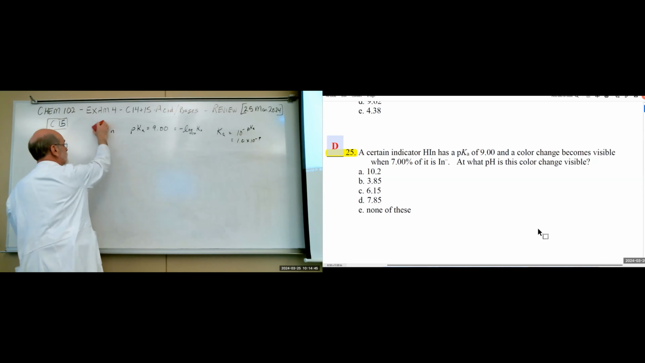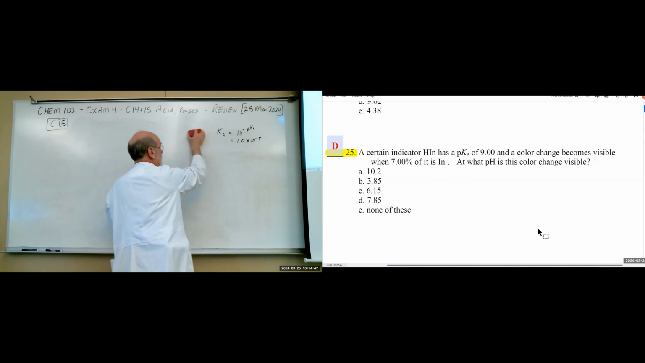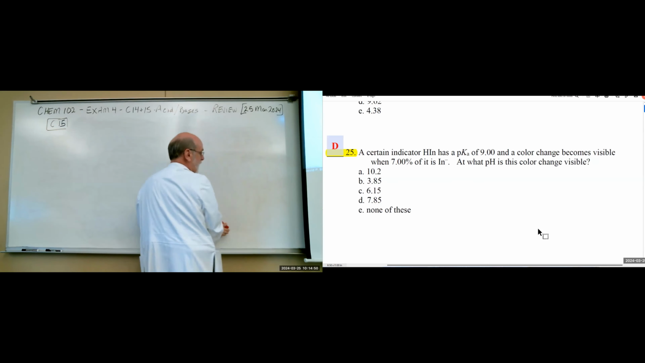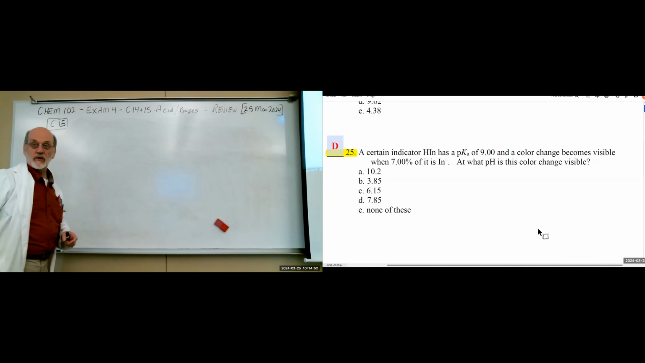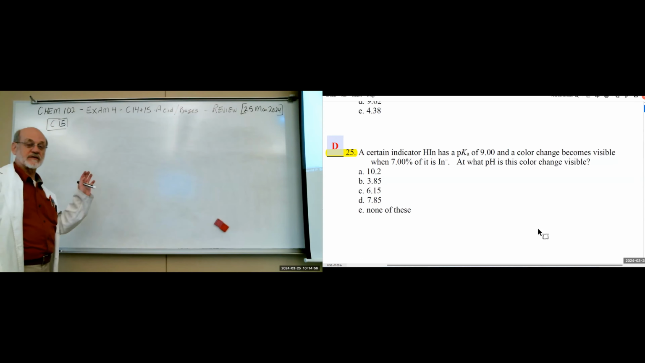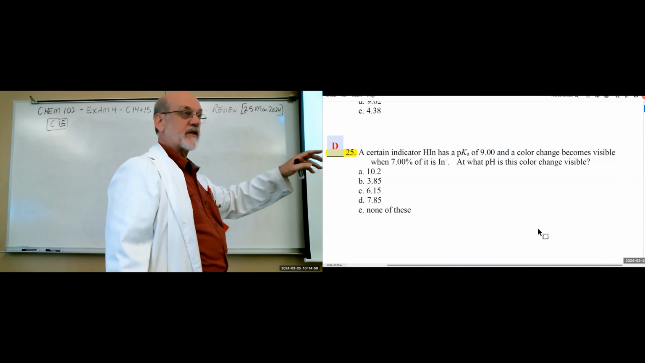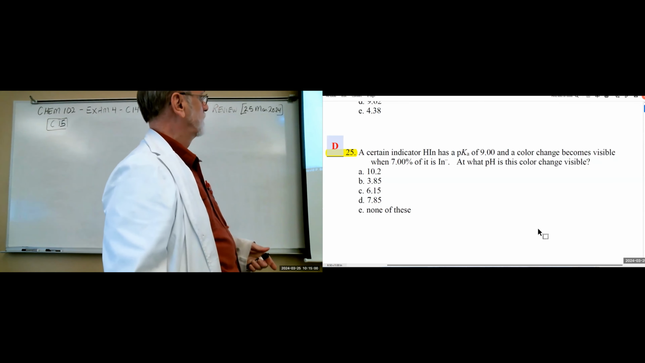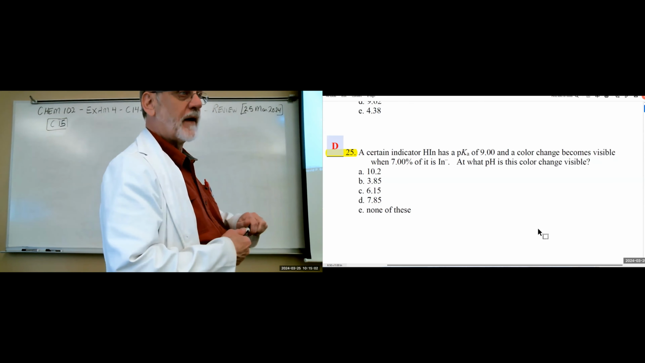If they said the ratio of In minus to HIn is 0.07, then I would take them at their word. When they said 7% is converted, that means 93% is left behind. I would get 7.8.